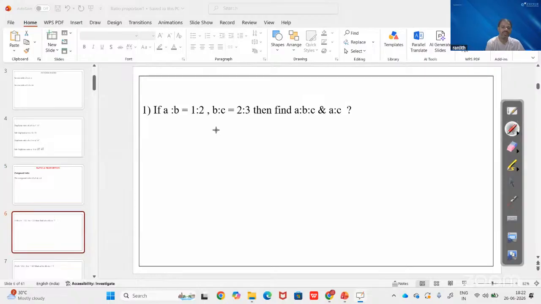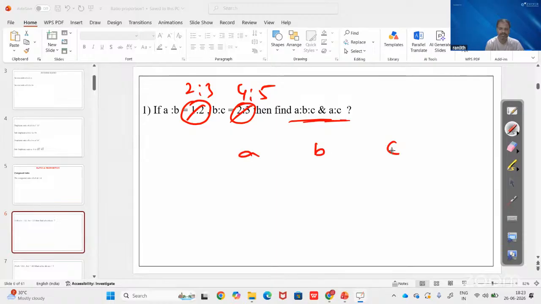where A is to B is equal to 2 is to 3, B is to C is equal to 4 is to 5. Then find A, B, C and A is to C. So generally we do it in one method. What is the other method to find out?